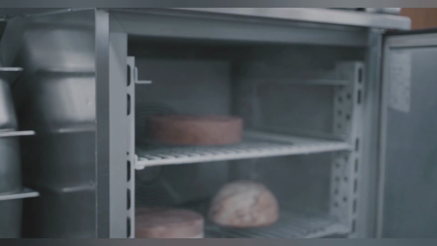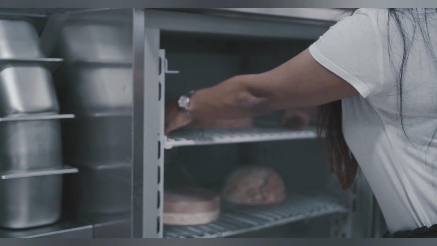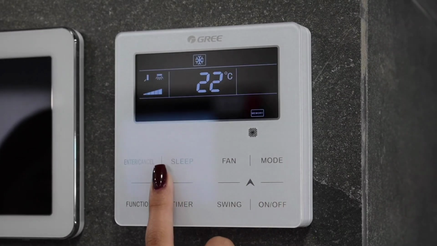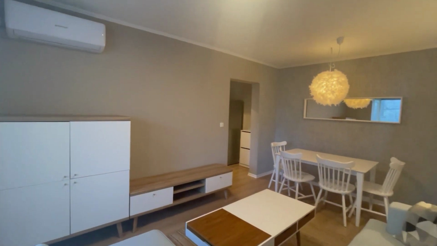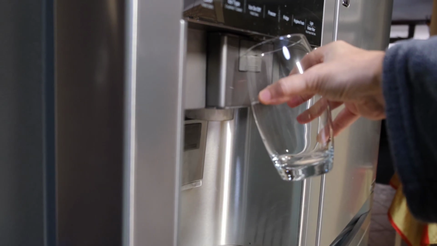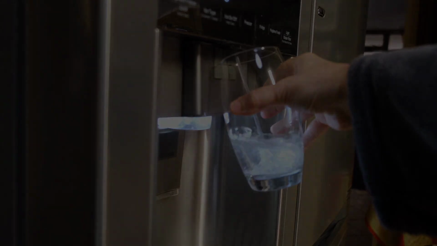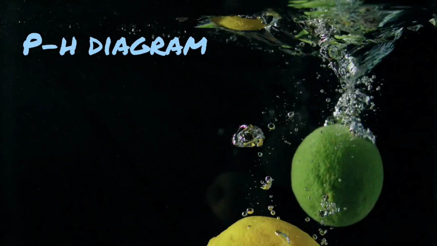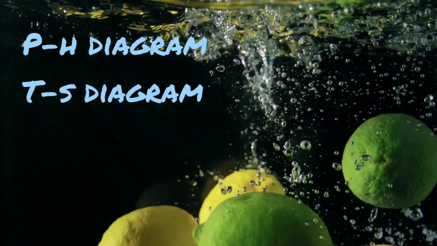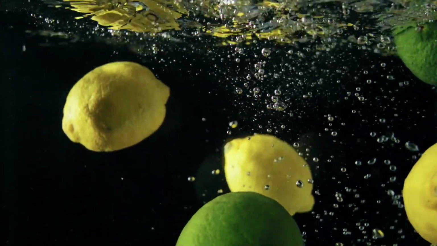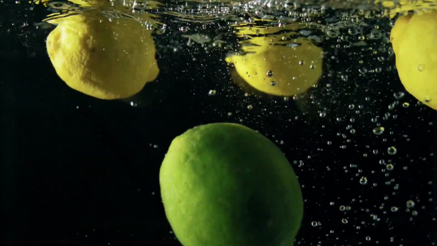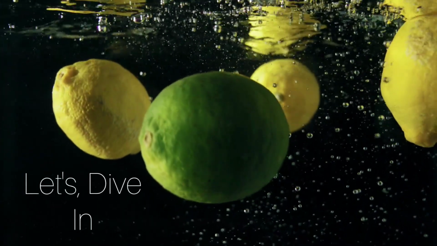Have you ever wondered how your refrigerator keeps your food so fresh? Or how your air conditioner cools your room on a hot day? Well, it all comes down to one brilliant system, the vapor compression refrigeration cycle. In today's video, I am going to break down this cycle step by step, explain how it works, and connect the dots with the powerful tools, that is the pressure-enthalpy diagram and the temperature-entropy diagram. By the end of this video, I'm sure you will know more about refrigeration than most people, and maybe even impress your friends. Come, let's dive in.